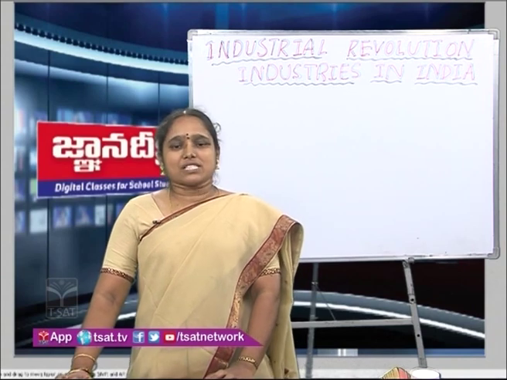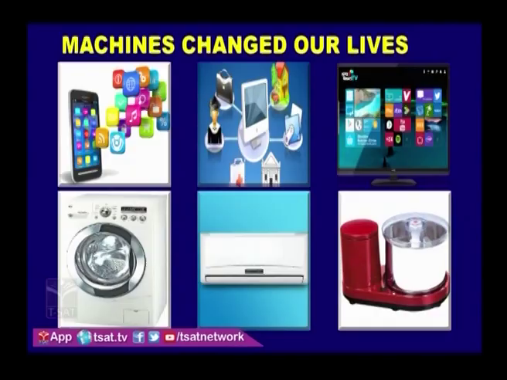So please look at the slide now. What are all these? These are all the machines that changed our lives. The first picture is a mobile, then a computer, then a smart TV. These three have become a part of our life, isn't it? We can't imagine one day without any of these. And in the below row you can see the washing machine. Washing clothes was back-breaking work a long time ago, but now it is done with the fingertips. You just press the button, and the clothes are washed.